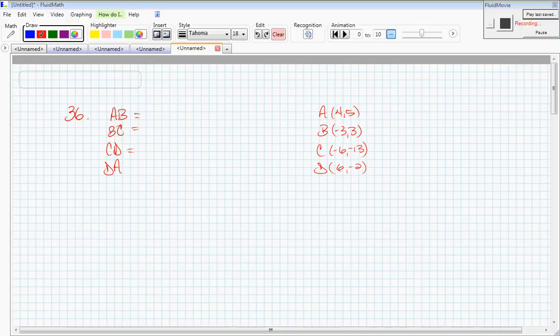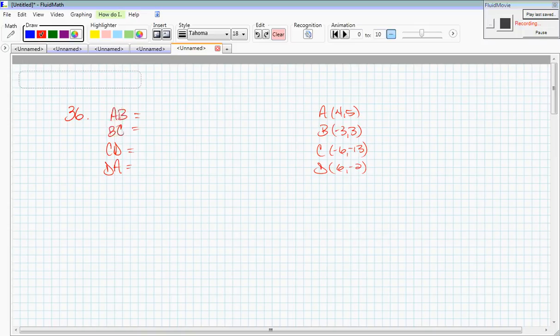Okay, to answer question 36 from the geometry homework, it says determine whether the points A, which is (4, 5), B, which is (-3, 3), C, which is (-6, -13), and D, which is (6, -2), are the vertices of a kite, and it says to explain your answer. Previously, we've done questions like this, but it already told us it was a parallelogram, and we were trying to determine what special type it was, if any. Here, it's not telling us that.